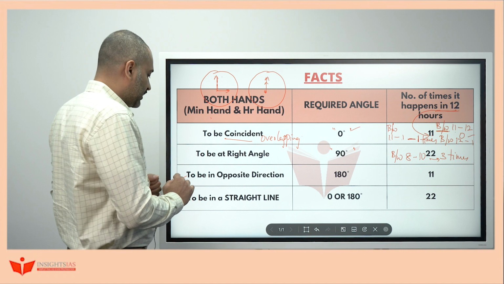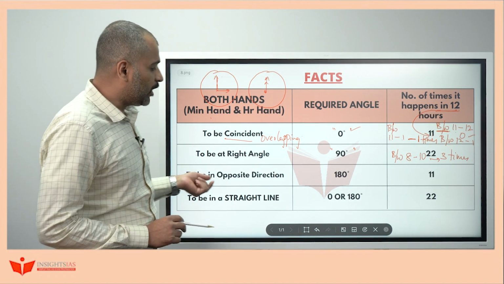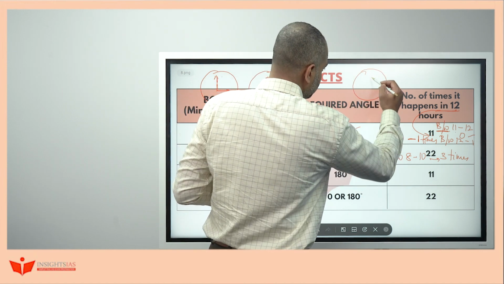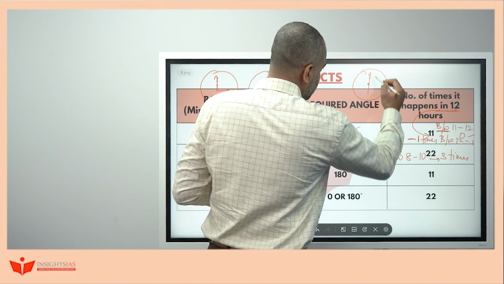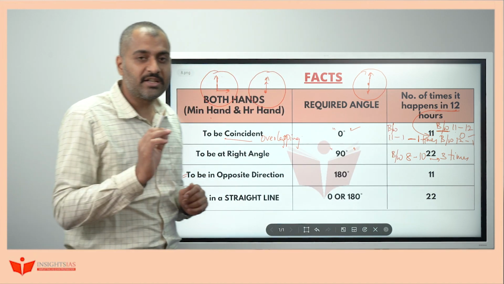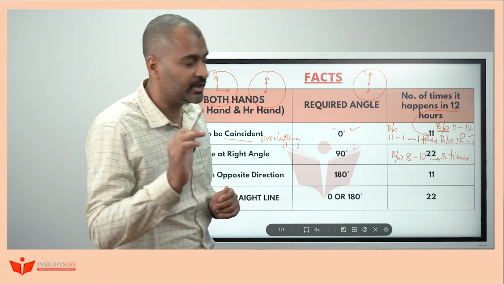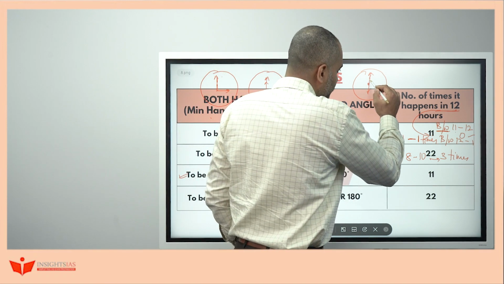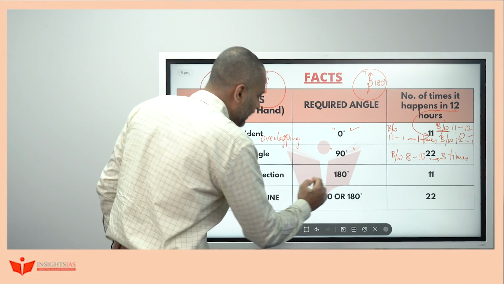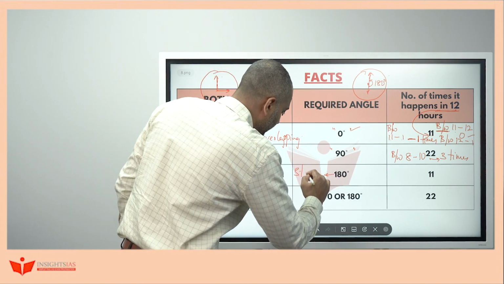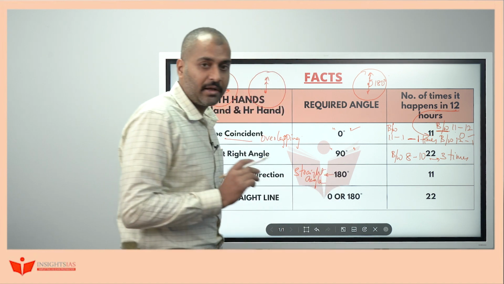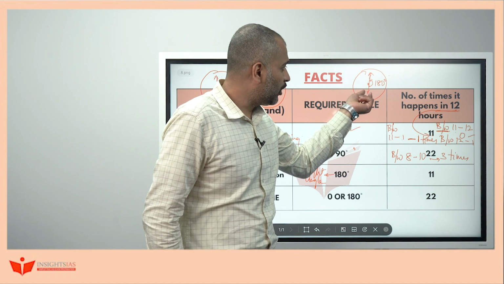Next fact. To be in opposite direction. Opposite direction means, for example, when the time is exactly 6 o'clock. Both hands will be in diagonally opposite direction, or else make an angle of 180 degrees. And this 180 degree angle is also called a straight angle. Know the name of the angle here.